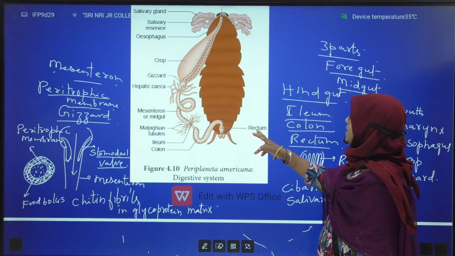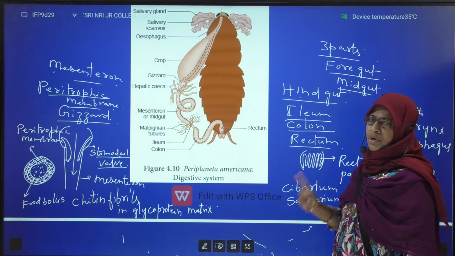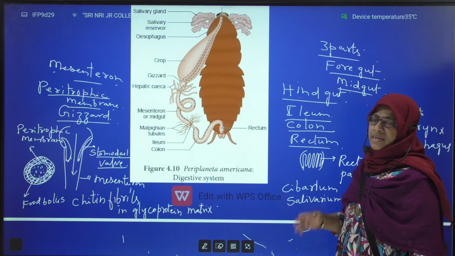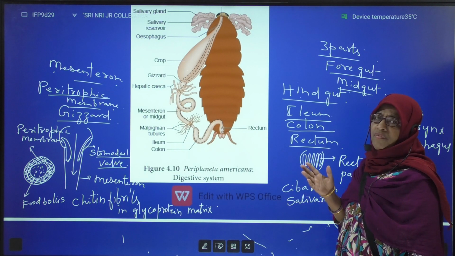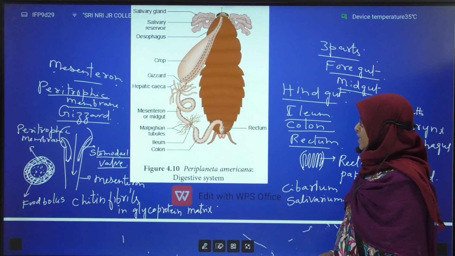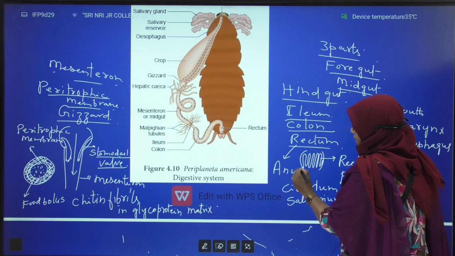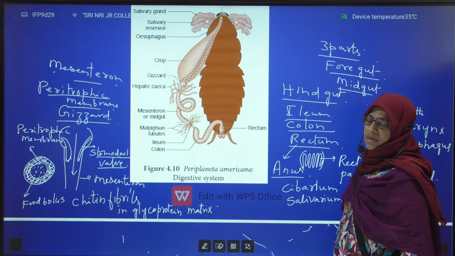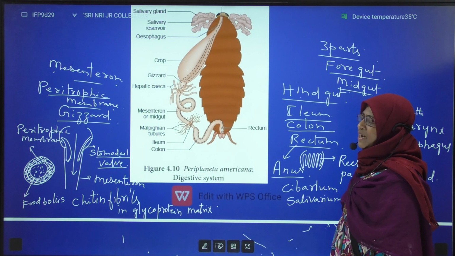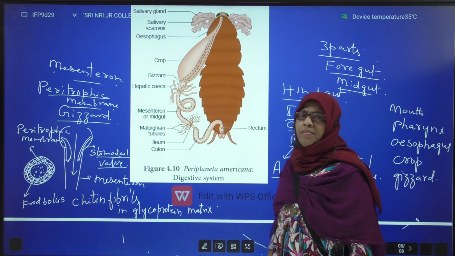Rectum is a bulb-like small structure, and the inner walls of the rectum are thrown into 6 longitudinal folds called rectal papillae. These rectal papillae are useful for reabsorption of water from the undigested food material. Next, rectum opens outside by anus. Anus is useful for removal of the undigested food materials in the form of dry pellets. This is about the description of alimentary canal.